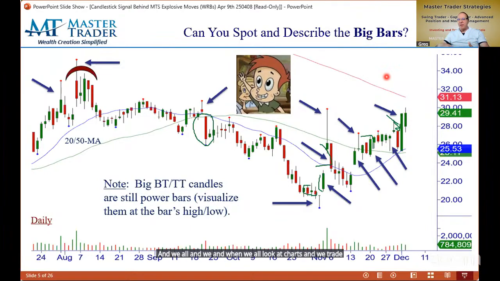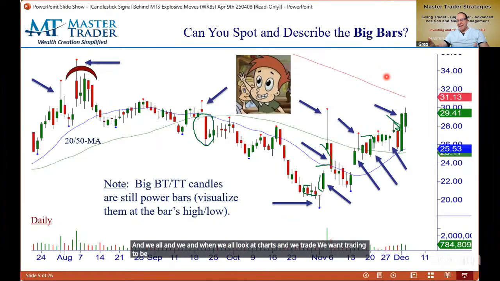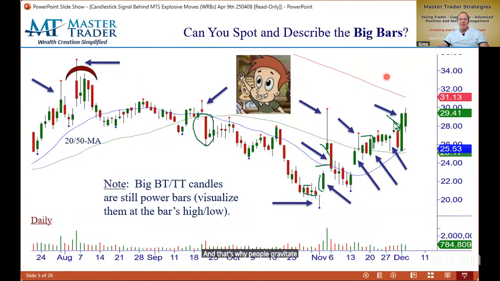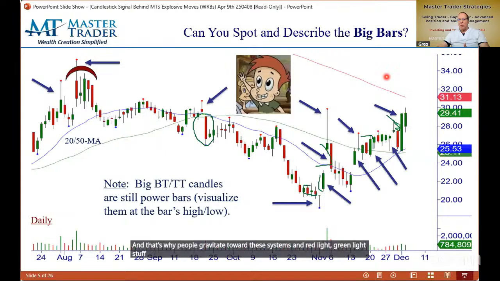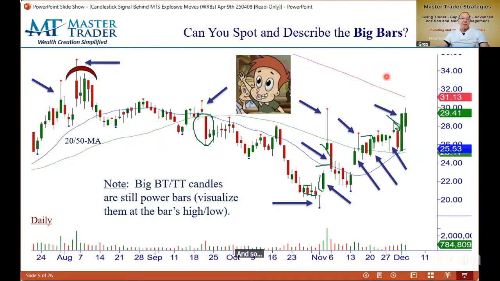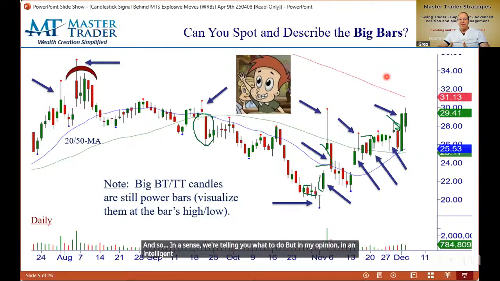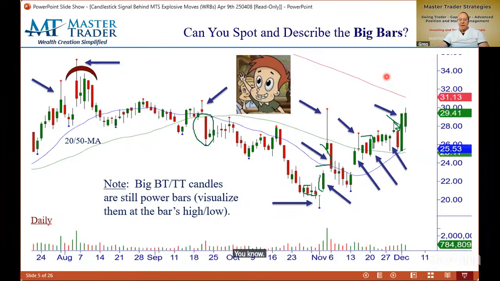But my whole point here is to say, when we all look at charts and we trade, we want trading to be the way most things tend to be, meaning black and white. And that's why people gravitate toward these systems and red light, green light stuff, to be told what to do. And so in a sense, we're telling you what to do, but in my opinion, in an intelligent way to determine differences, and it requires a little bit of thinking and some time to get acclimated to the different concepts and to recognize them.